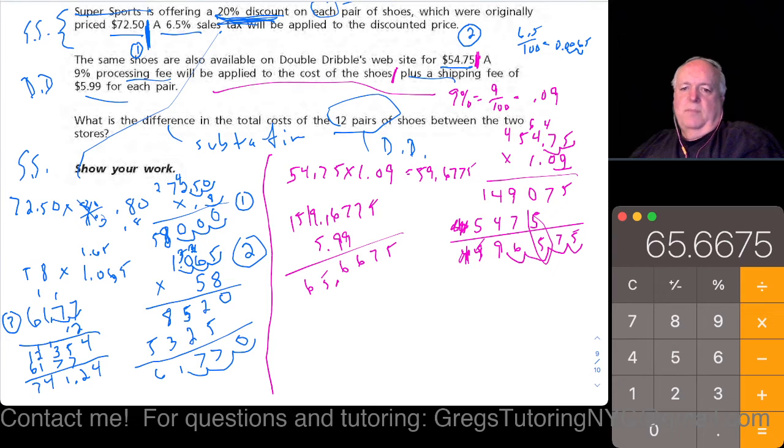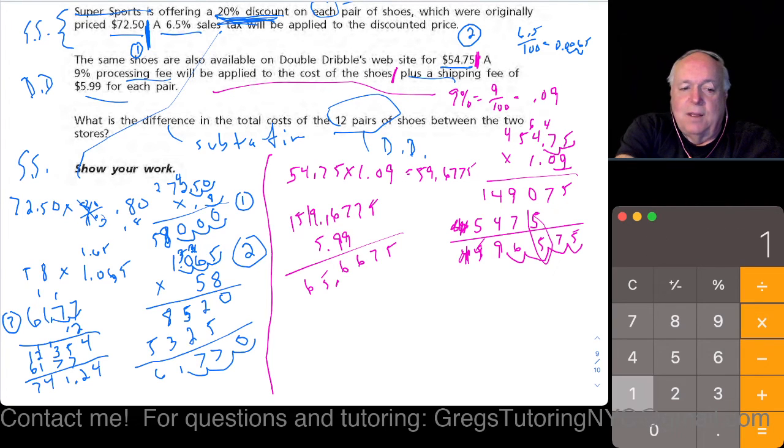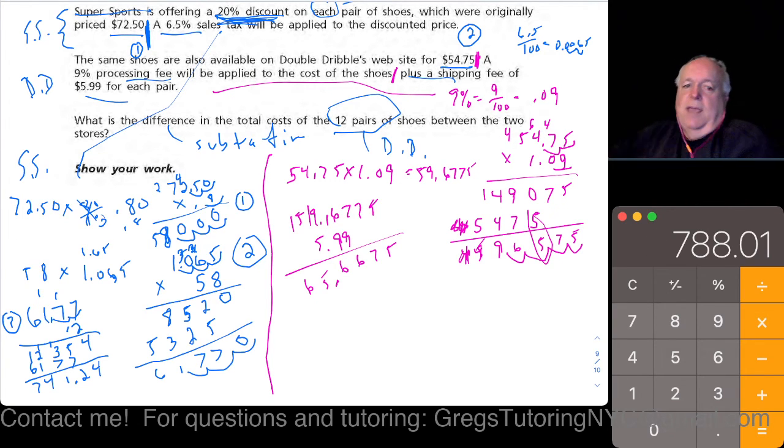And then what we have to do is take that number and multiply it by 12. So I am not going to do that live. I'm just going to do times 12 here. And we're going to get, for Double Dribble, 788.01. Remember, too, I'm pulling the source things from where you're allowed to have used the calculator on this. So it's just a matter of typing it wrong.